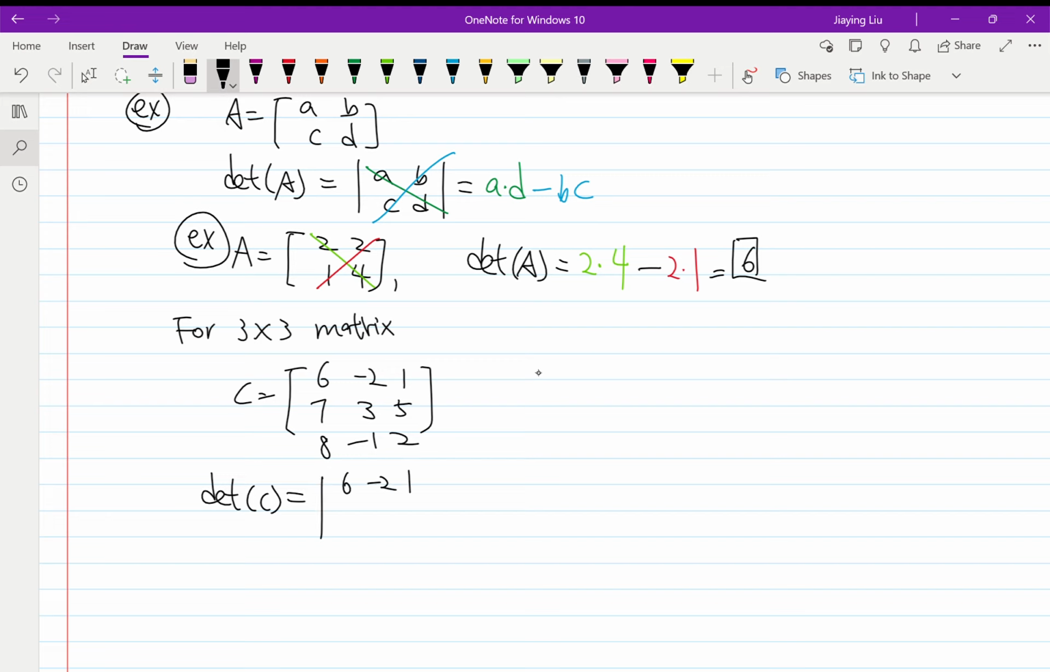6, negative 2, 1, 7, 3, 5, 8, negative 1, 2. We're going to rewrite it by repeating the first two columns after this matrix. So I just draw a dotted line there to indicate that this is my given matrix, but I'm going to take the first two columns and copy them after this dotted line. So I get 6, 7, 8, negative 2, 3, negative 1. I don't need more columns, just those two should be enough.